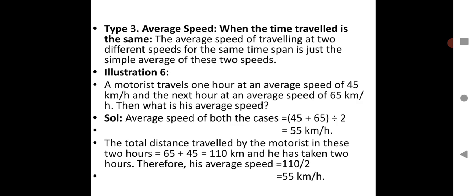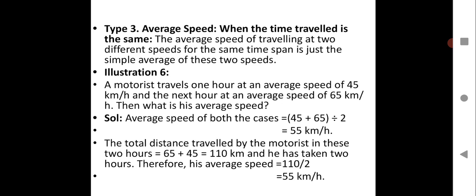So now type 3, average speed. When the time travel is the same, the average speed of traveling at two different speeds for the same time span is just the simple average of these two speeds. So when the time travel remains the same, how are you going to calculate? It will be just a simple average of the two speeds. So this you have to keep in your mind. That is your type 3 sums.